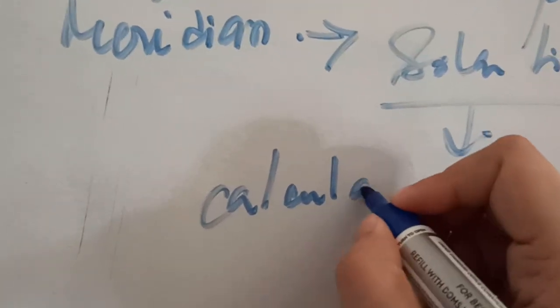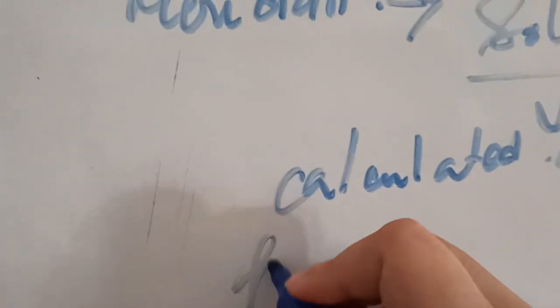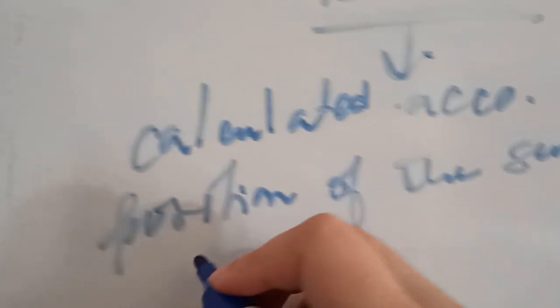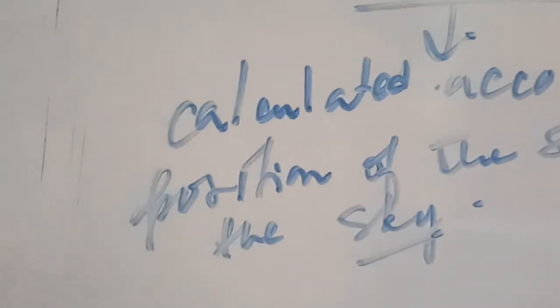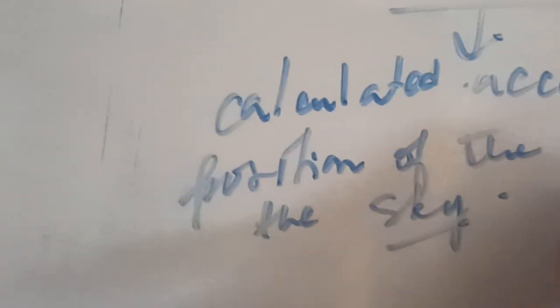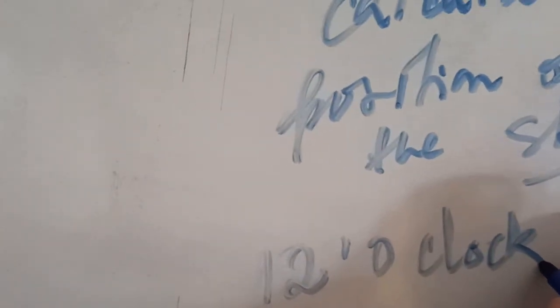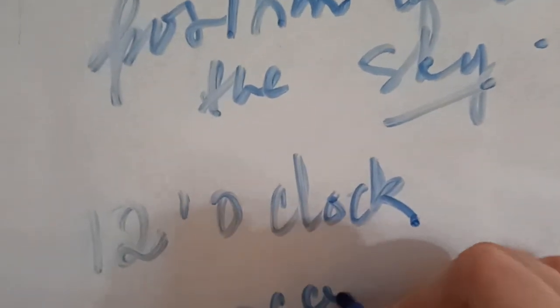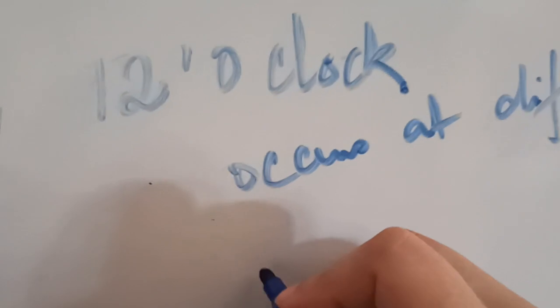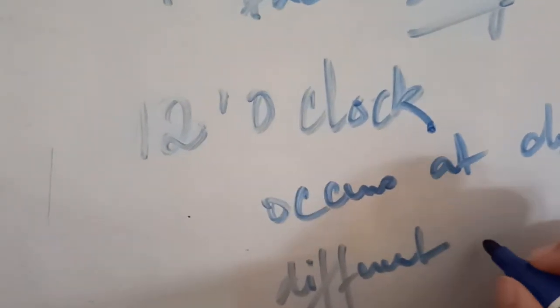Why it is known as the solar time? Because it is being calculated according to the position of the sun in the sky. So it is also known as the solar time also. So this noon or this 12 o'clock occurs at different time at different longitude.